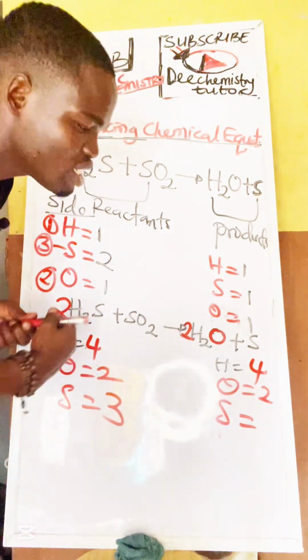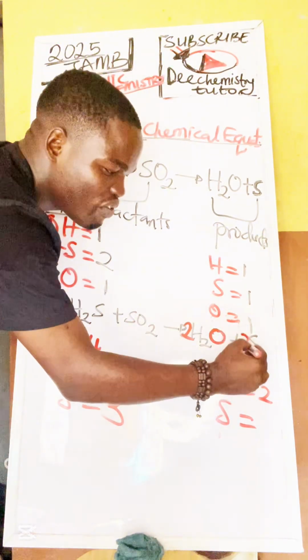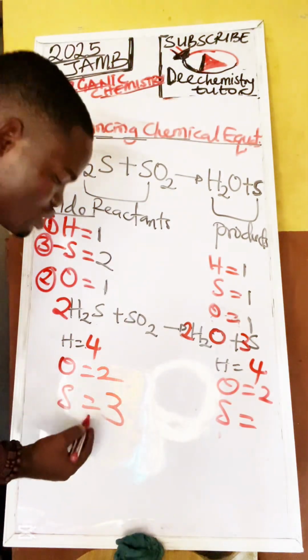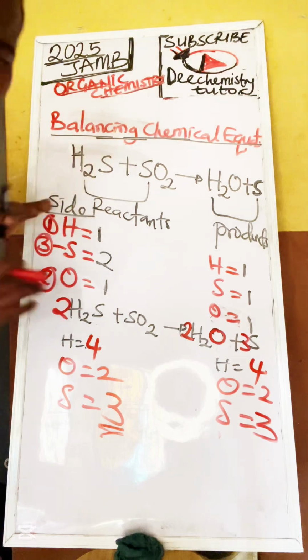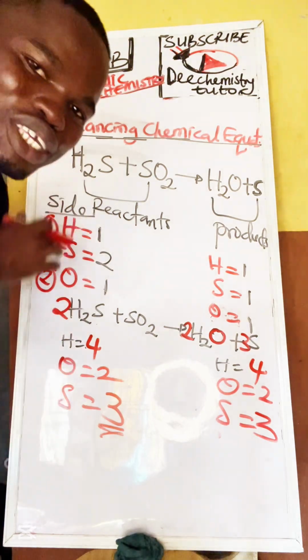Where do you balance? That means you balance at the what? At the coefficient. This is a balanced equation. That means the sulfur here is 3. The sulfur here is 3. What is the secret? It is so easy to balance chemical equation.